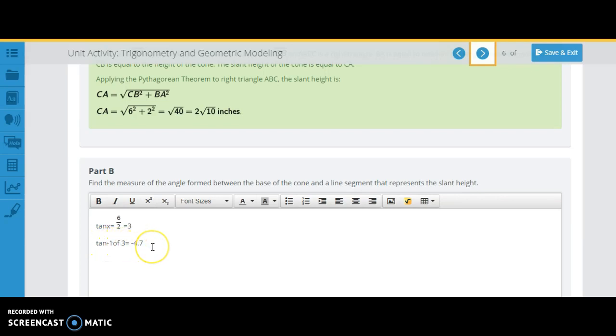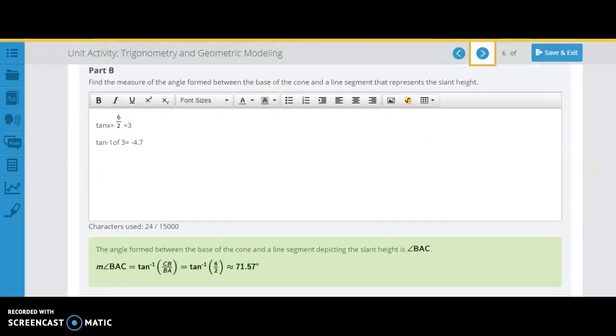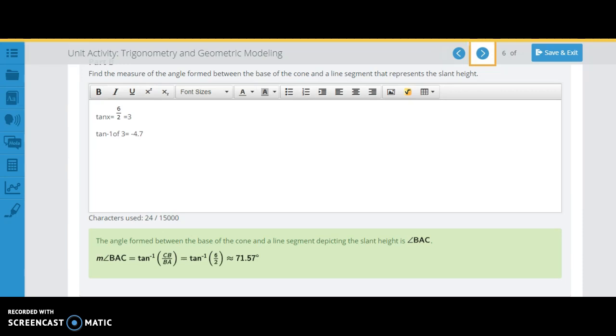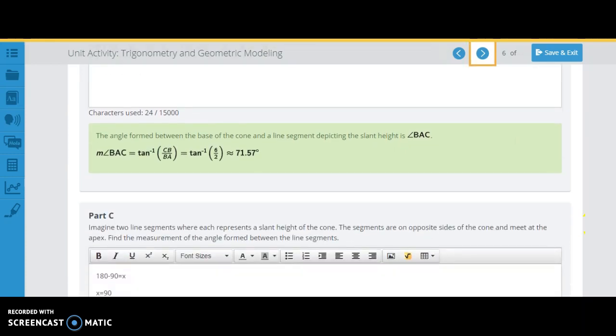If we type in our calculator 3 and then second tan, it'll actually give you 71.56, which is what we have right here. Or we can round it to 71.57 actually. So that is what we need to consider when we're doing part C.